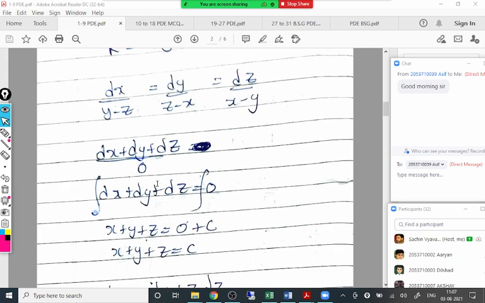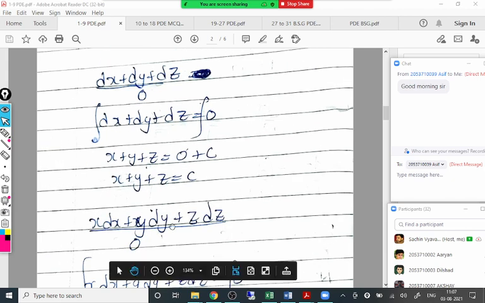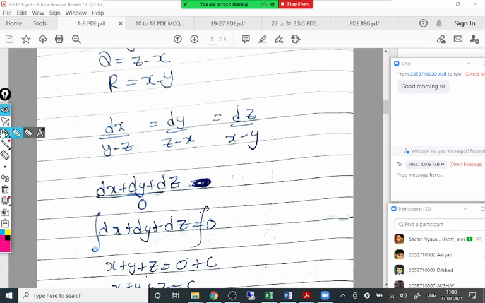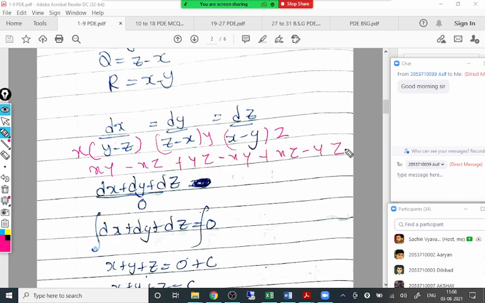Now one more solution we have to find. Direct integration is not possible, so I think you observed x, y, z can also be the multipliers. If we multiply x with the first, y with the second, and z with the third, we get xy minus xz plus yz minus xy plus xz minus yz. We observe yz gets cancelled, plus xz minus xz, and plus xy minus xy. So again the sum of the denominators is coming 0.